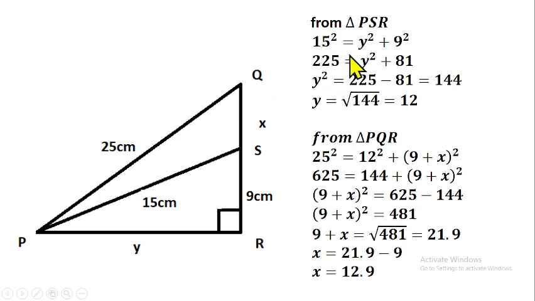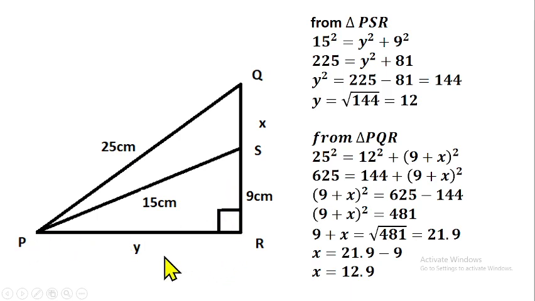15 squared is 225, equals y squared plus 9 squared, which is 81. If you take the like terms, you have y squared to be 225 minus 81, and that should give us 144. To find y, we take the square root of both sides. Y will be equal to 12. So that means this side PR is 12 centimeter.